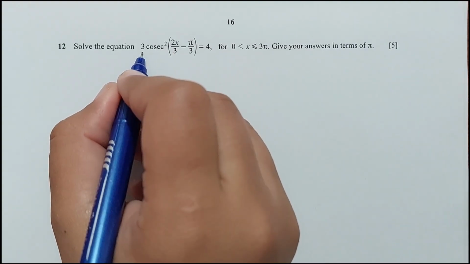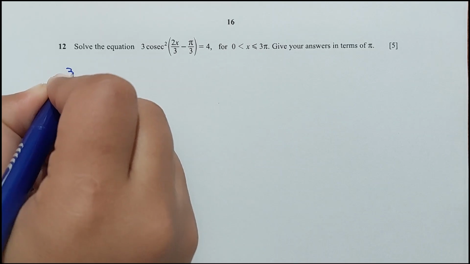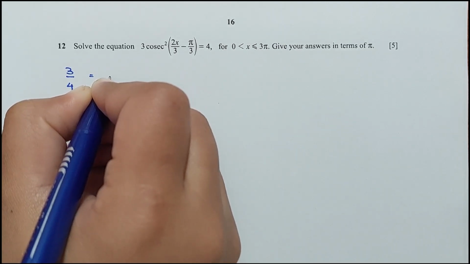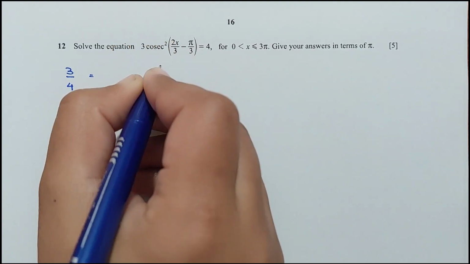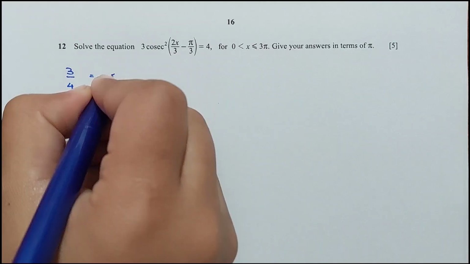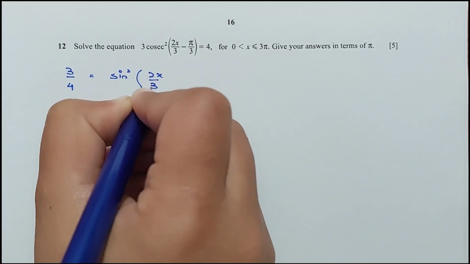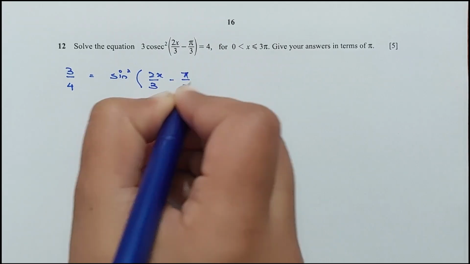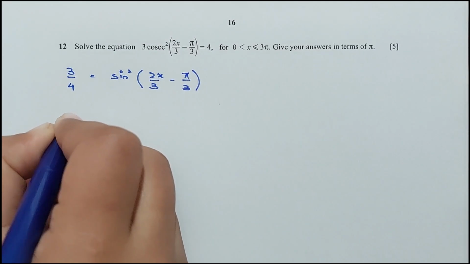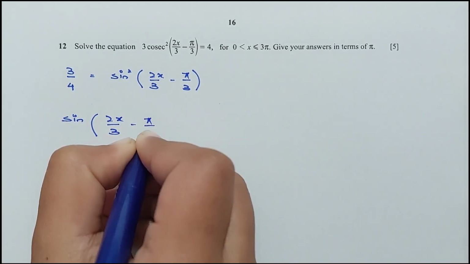So cosecant is the reciprocal of sine. Right. So if I can take 3 by 4, this is equal to shifting cosecant, which is 1 over sine, so 3, and then divide that by 4, and 1 over sine on the other side would be sine square of 2x over 3 minus pi by 3. Now taking square root on both sides, so this should be sine of 2x over 3 minus pi by 3.